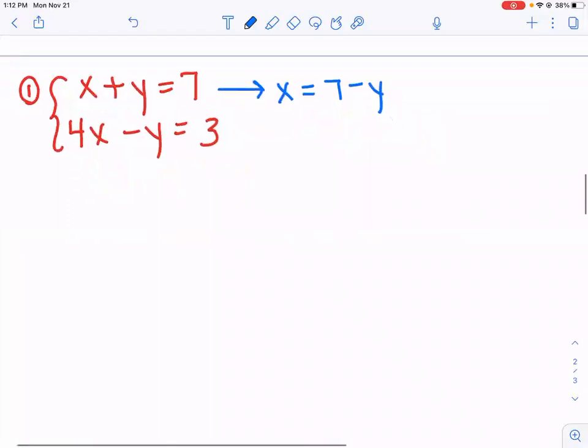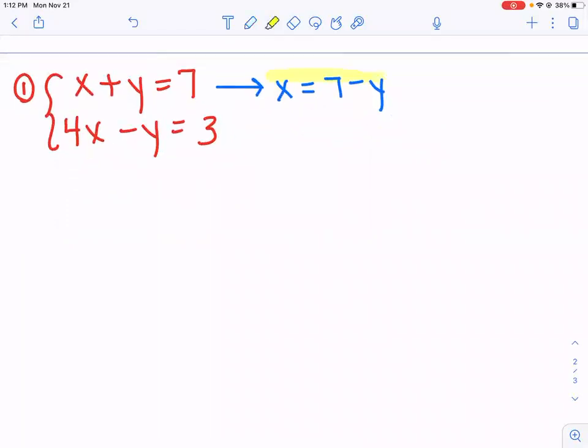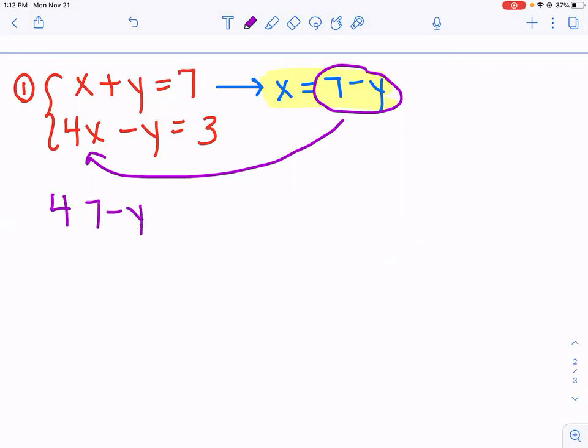Okay, so now what can we do? I can say, all right, x equals 7 minus y. Well, if x equals 7 minus y, I can take 7 minus y and punch it in right here for my x. So 4 times x. Now remember, I need to put that in parentheses since it's being multiplied to the 4.